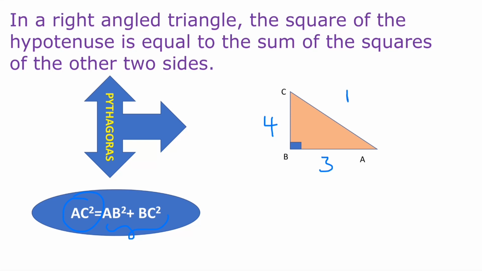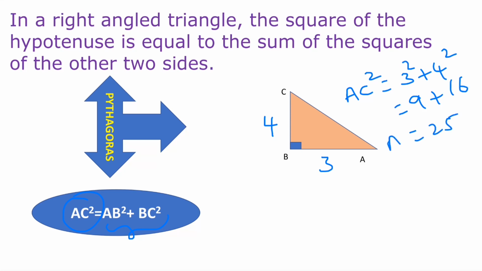So AC square will be 3 square plus 4 square. 3 square is 9 and 4 square is 16, and 9 plus 16 is 25. So AC square is 25. AC is equal to the square root of 25, which is 5.